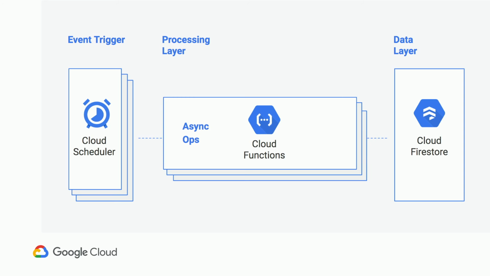Cloud Functions handles all events that are emitted by Cloud Scheduler. In this case, Cloud Functions will either interact with the cloud backend Cloud Firestore or send an email or both. So we'll take a closer look at how this works.